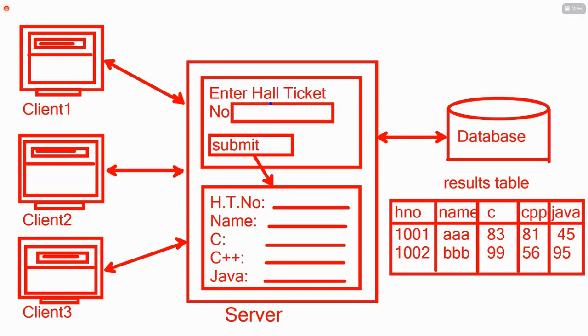Now, where does it reside? Server. Where does it run? Browser. Where does it reside? Where does it run? Server. So, it is a static web application. It is also called a static web page. It is a dynamic web page.